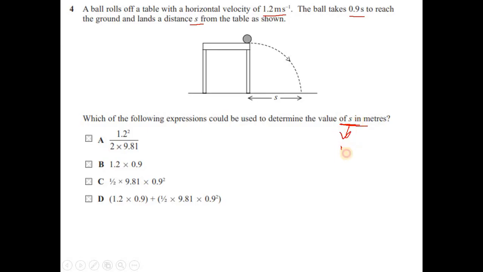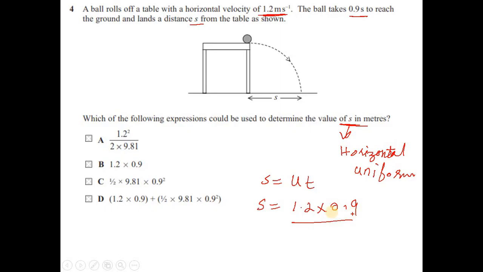s is the horizontal distance, and generally we say horizontal motion is considered as uniform because air resistance is ignored, and for uniform motion we use the equation s is equal to ut, where u is the horizontal velocity or horizontal component, and in this case the initial velocity at which the ball rolls from the table stays the same throughout the motion. So throughout the motion, the horizontal velocity is 1.2 and time taken is 0.92 second. So the distance can be found using s is equal to ut, and u is 1.2 times time 0.92. This is the expression. So 1.2 times 0.92. So option is B.